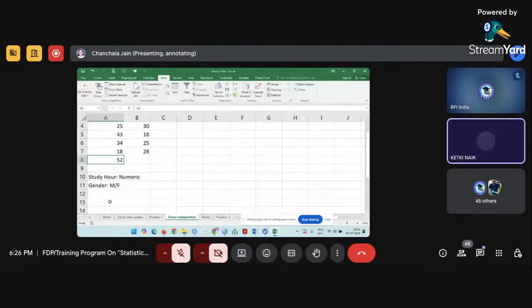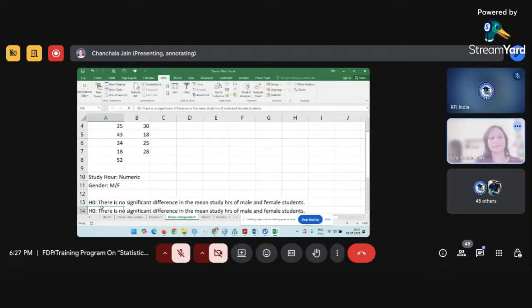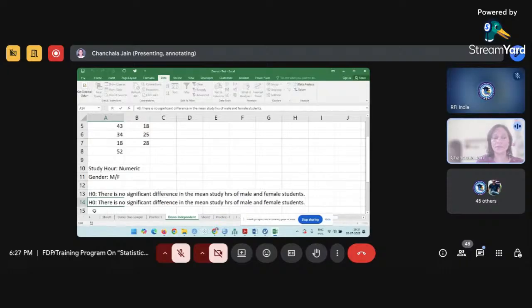Now, we will formulate the null hypothesis firstly. So we will write: there is no significant difference in the mean study hours of male and female, right? Vice versa to this, alternatively, I can say there is a significant difference.